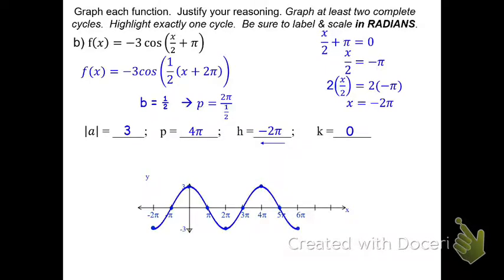Now, this ends up looking like a positive cosine graph in the apparent way. However, if I highlight starting at that negative 2 pi, 1 complete cycle, I'll see that it was negative cosine, but shifted to the side.